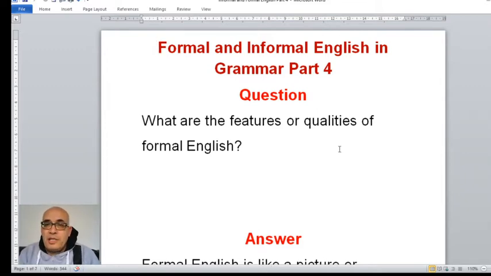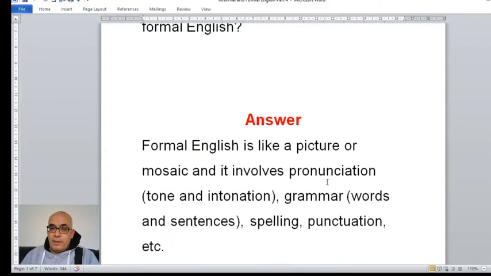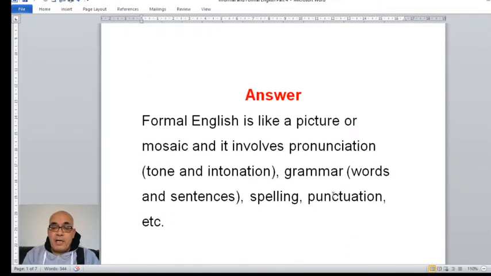Hello everyone, this is part 4 on formal and informal English. And the question is, what are the features or qualities of formal English? Now, this is my own explanation of formal English. It's a little bit different from some books and some websites, but it's very useful, I hope.